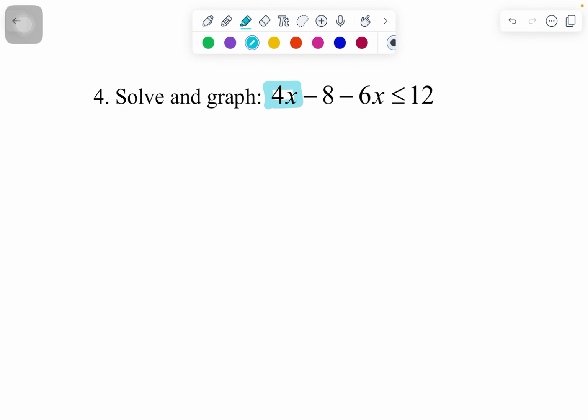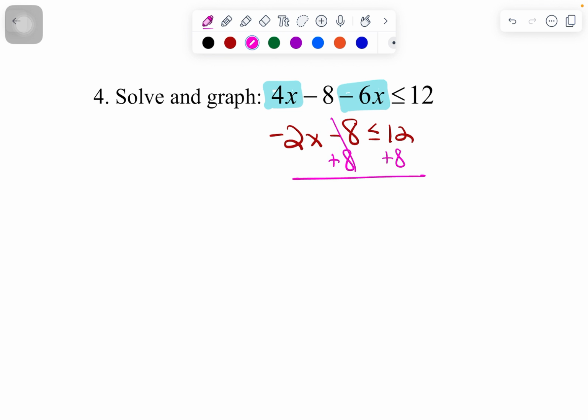So I am going to combine like terms. So 4x minus 6x, they are on the same side. That is a negative 2x. I'm going to leave the minus 8 less than or equal to 12. All right, I'm going to add 8 to both sides. So negative 2x less than or equal to 20.